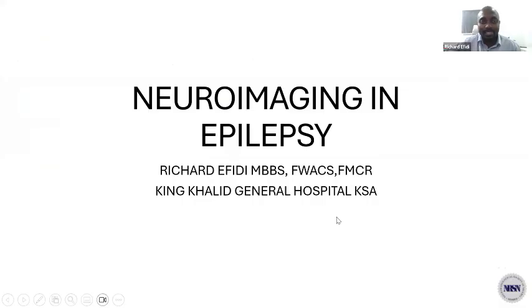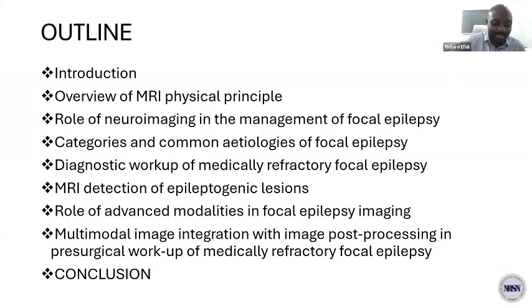I'll be presenting neuroimaging in epilepsy, and I'll be following this guideline. We'll look at the introduction, then a brief physical principle, the role of imaging in the management of focal epilepsy, the categories, and the common etiologies of focal epilepsy. We'll also look at the diagnostic workup of medically refractory focal epilepsy, MRI detections, the role of advanced modalities, and multimodality integration with image processing.